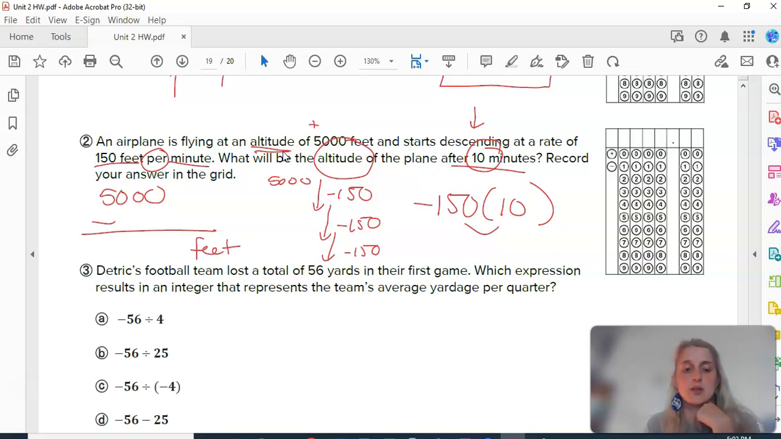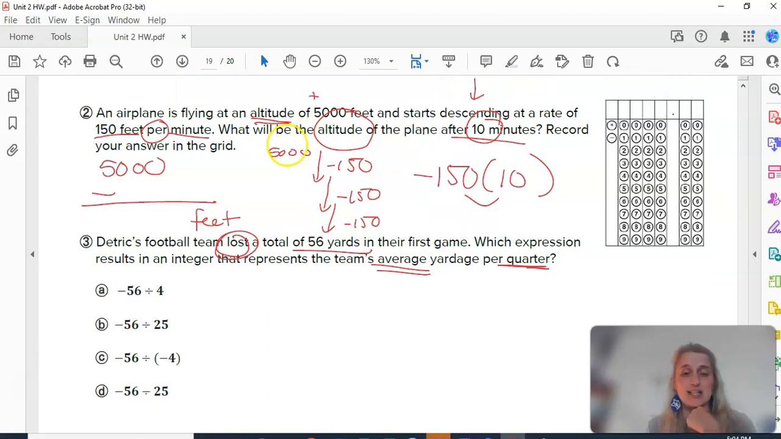Dietrich's football team lost a total of 56 yards. They lost them in their first game. Which expression results in an integer that represents the team's average yardage per quarter, for every quarter? Okay, we need a little bit of football knowledge here, which I will be the first person to tell you I don't have a ton of. But per quarter means for every quarter. Football games and a couple other different sporting games are broken up into quarters, which is how many sections?